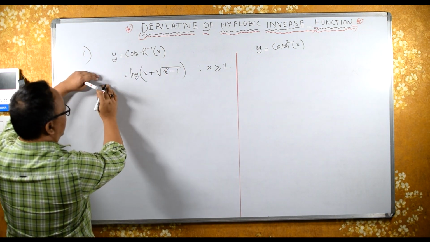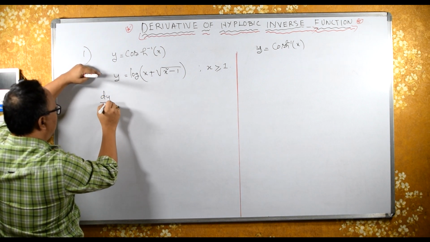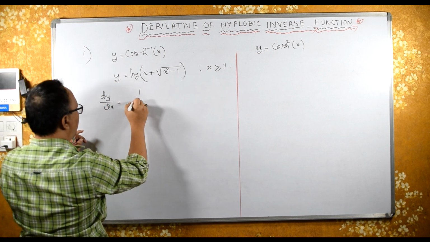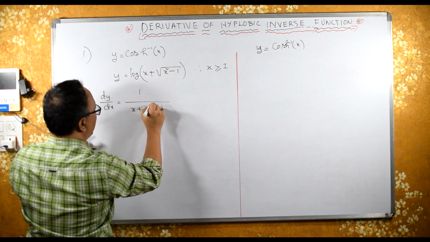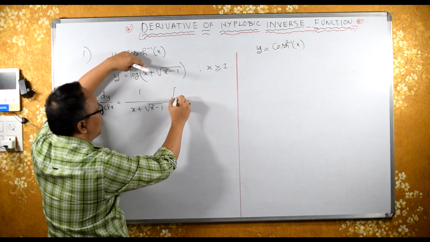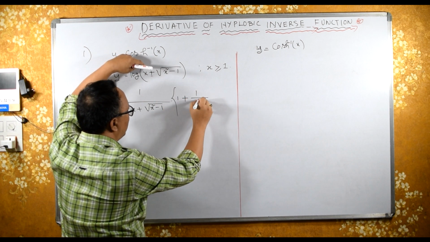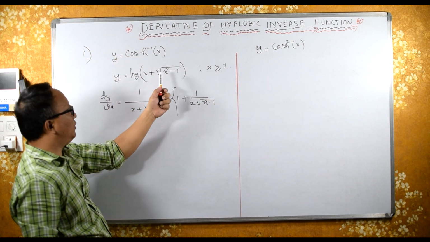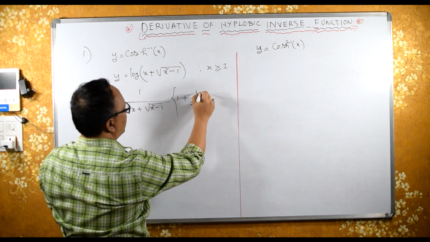Now let's find the differentiation. Differentiating with respect to x, dy by dx equals, since log is there, I will write 1 upon the whole term, x plus square root of x square minus 1, into d by dx of this. So d by dx of x is 1, plus, since the square root is there, 1 by 2 square root of x square minus 1 into d by dx of x square minus 1. d by dx of x square is 2x.